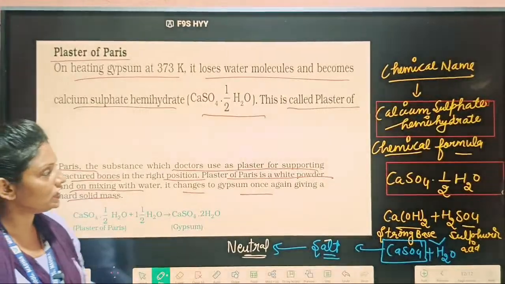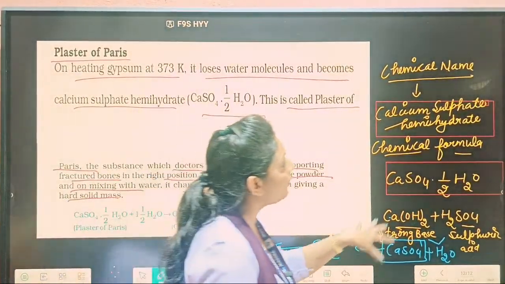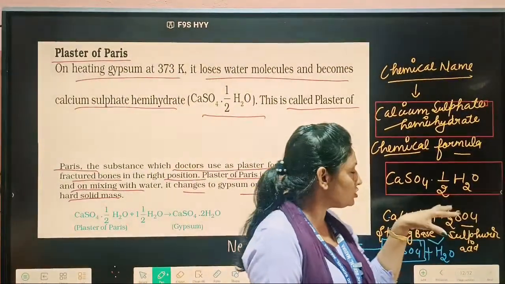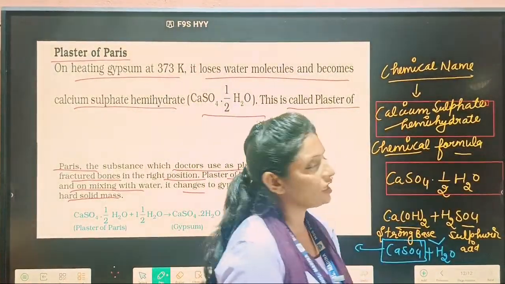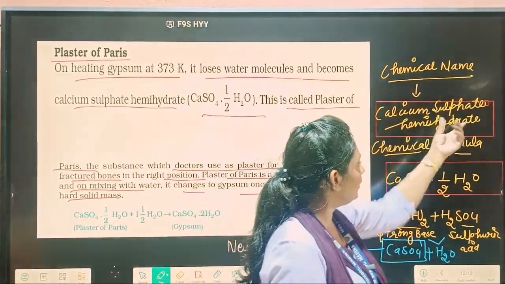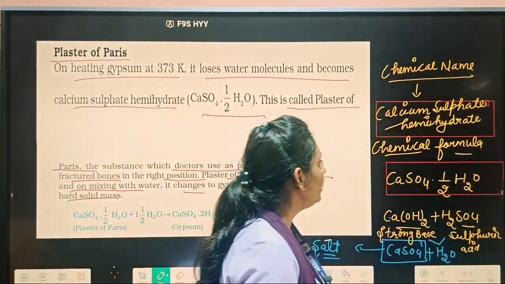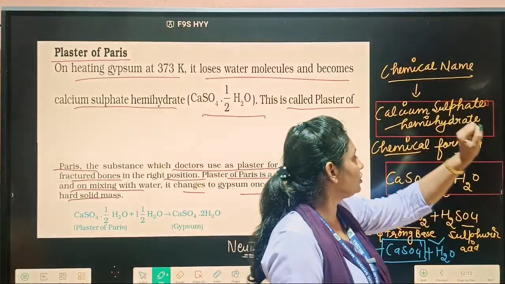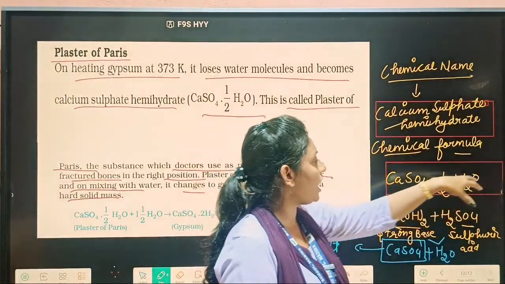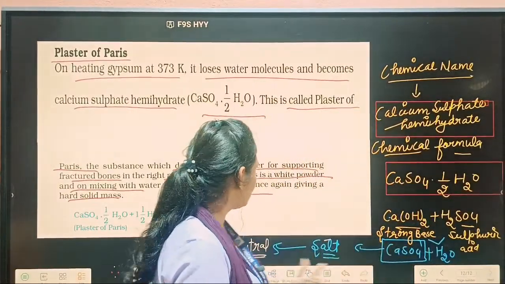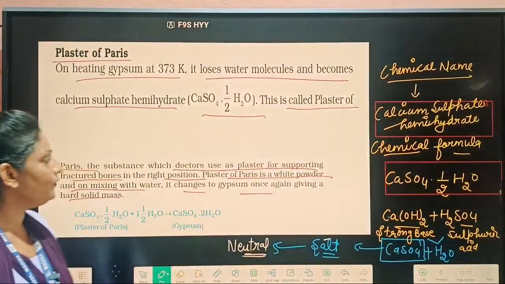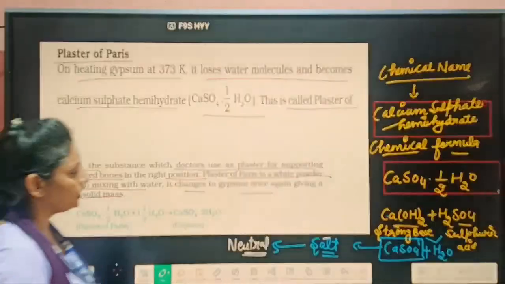Okay students, so these are the common points we should know about plaster of Paris. First one, plaster of Paris is the common name, and calcium sulfate hemihydrate is the chemical name for this one. And CaSO4 half H2O is the chemical formula, and it is neutral. Okay, now students, how can we prepare plaster of Paris?